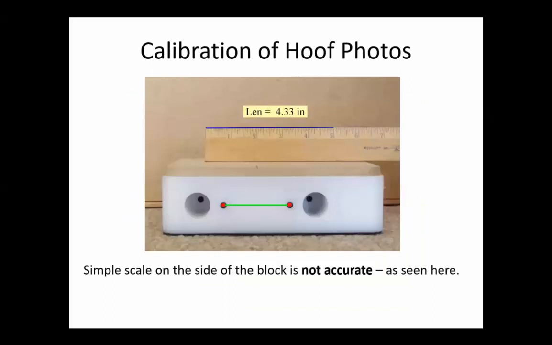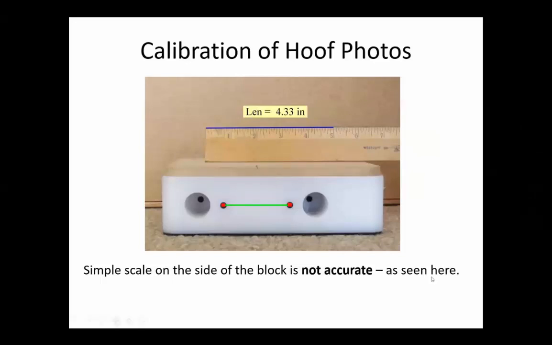Here's our block, and the first point to make is that if you take a block and you put a scale on the outer edge of it, and then you measure something that's on the center line of that block, you lose some accuracy. Right here, I'm using the scale marker highlighted in green and red on the outer edge of the block, and what I'm measuring is clearly 5 inches, but my software is telling me it's 4.33.